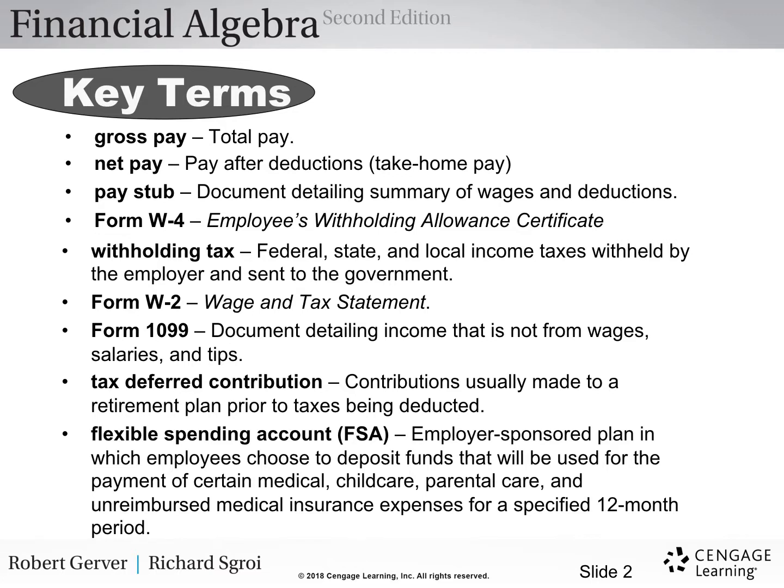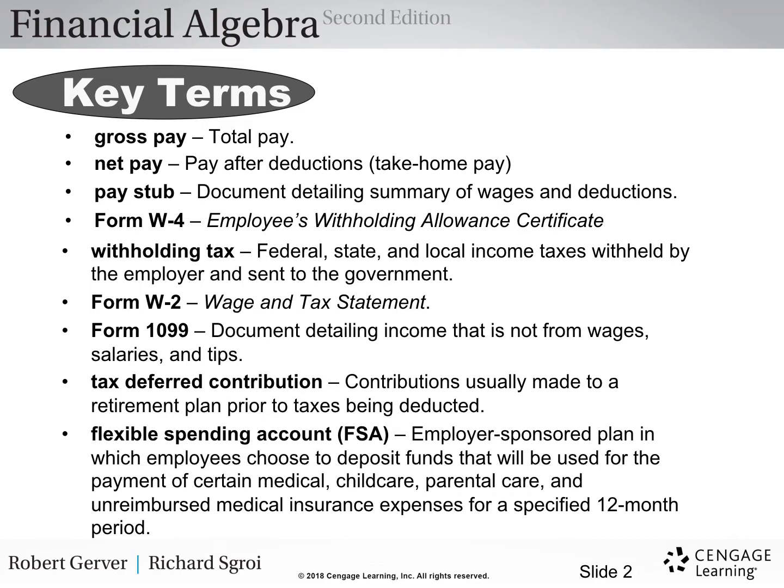There are a number of key terms that we need to understand in this lesson. First of these is gross pay. This is the total pay you get before any deductions. Then there's net pay, which is the pay after deductions, sometimes referred to as take-home pay. We have a pay stub, which is a document detailing a summary of wages and deductions.